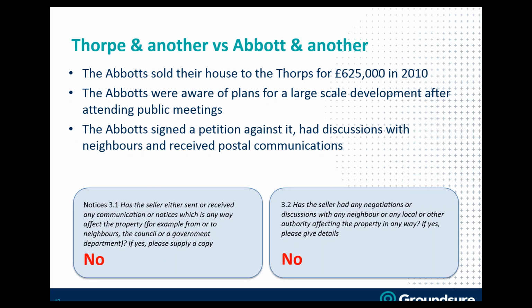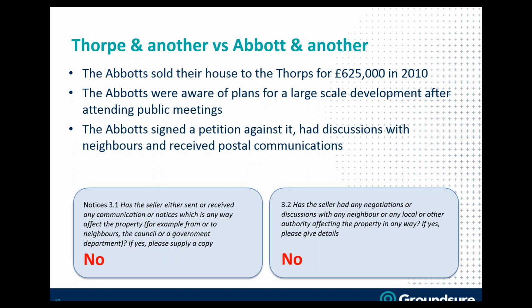In 2010, the Abbotts sold their house to the Thorpes for £625,000. After the purchase, the Thorpes were made aware of proposals for large-scale developments in the area. These proposals dated back to before the purchase, when the property was still owned by the Abbotts, although these proposals were not set in stone at this stage. The Abbotts were aware of the planned development, having attended public meetings regarding the development. They had also signed a petition against it and had discussions about the proposals with nearby residents and had received communications through the post regarding the events.